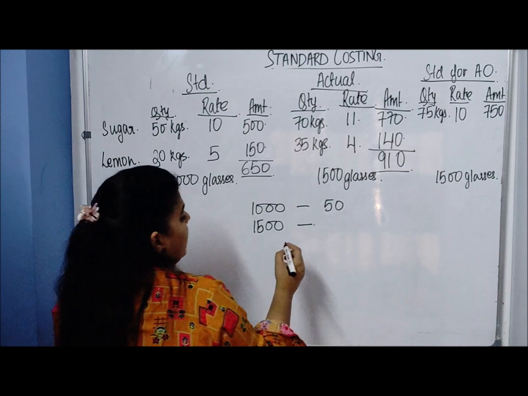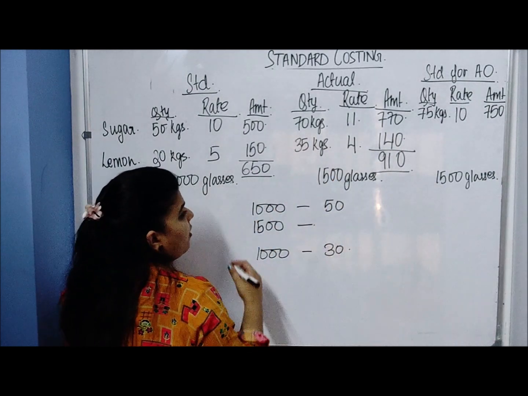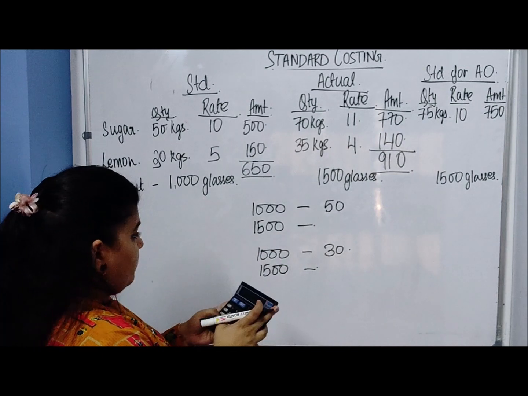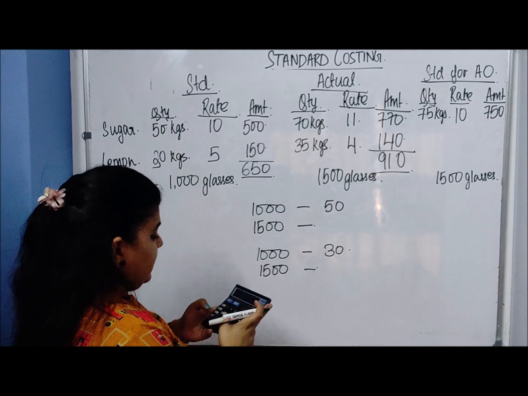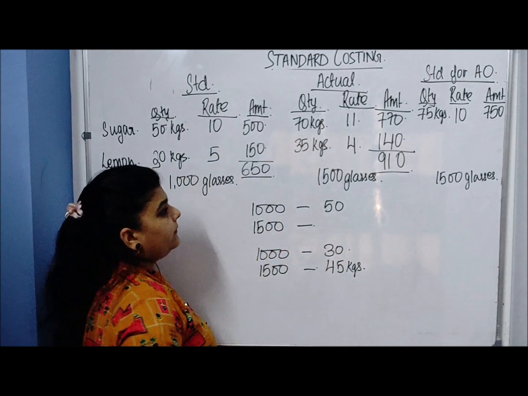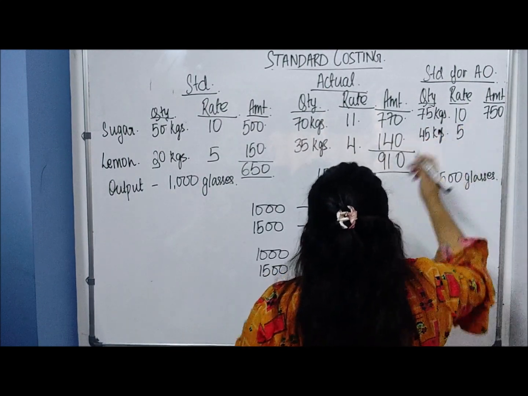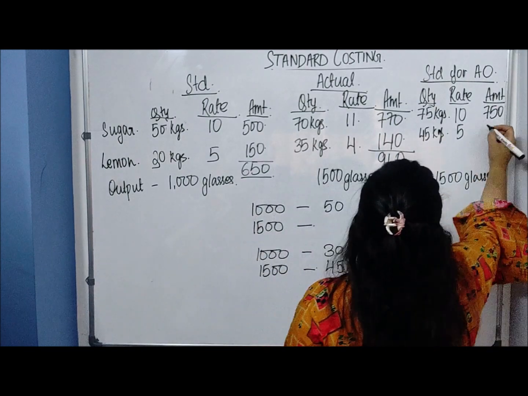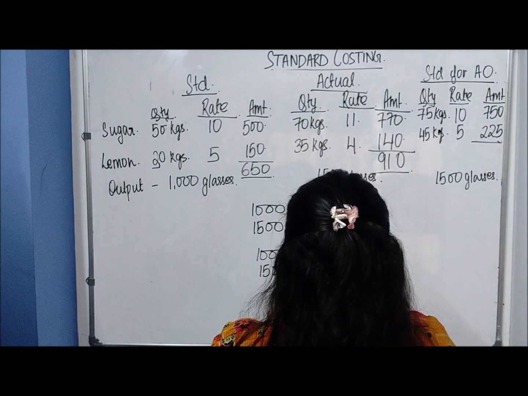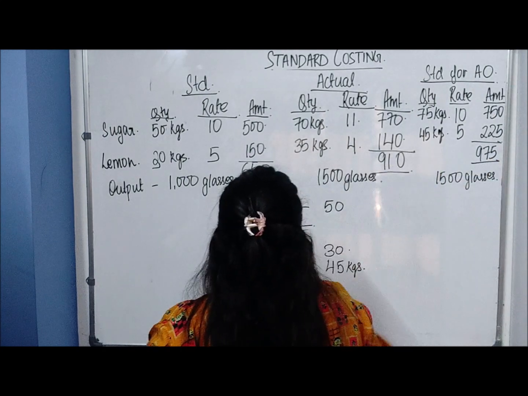Similarly, for 1000 glasses I would require 30 kgs of lemonade. So for 1500 glasses how many kgs will I require? I will require 1.5 into 30, that is equal to 45 kgs. 45 kgs into 5 rupees would be 225. So my total spending should have been 975. But my actual spending is 910.